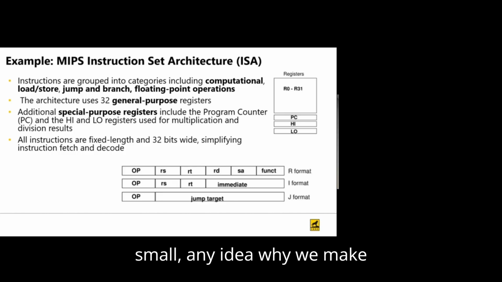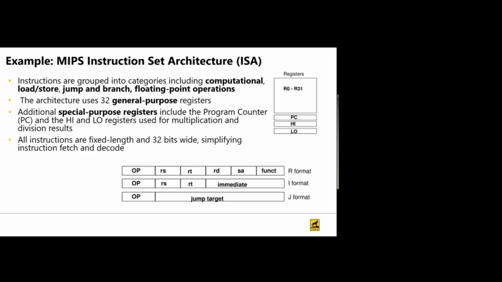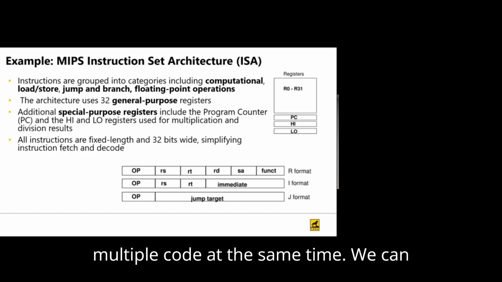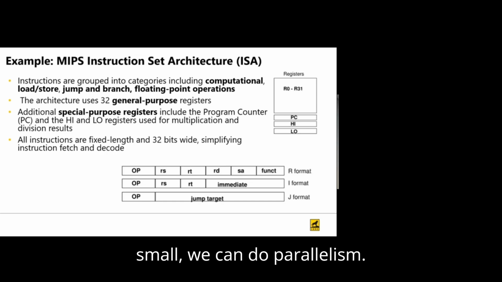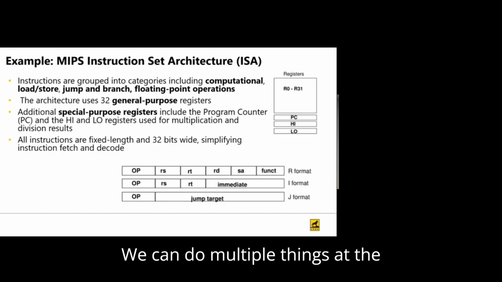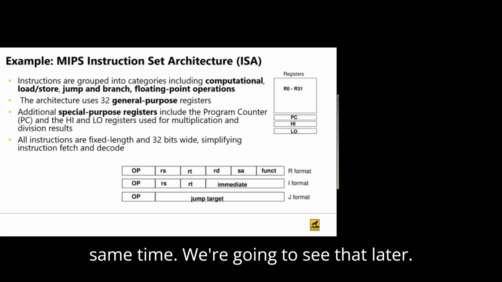Why do we make it so small? Any idea? Why do we make processors smaller and everything fixed? To have parallelism, to run multiple code at the same time. We can see how, by making a processor small, we can do parallelism. We can do multiple things at the same time, multiple instructions at the same time. We're going to see that later.